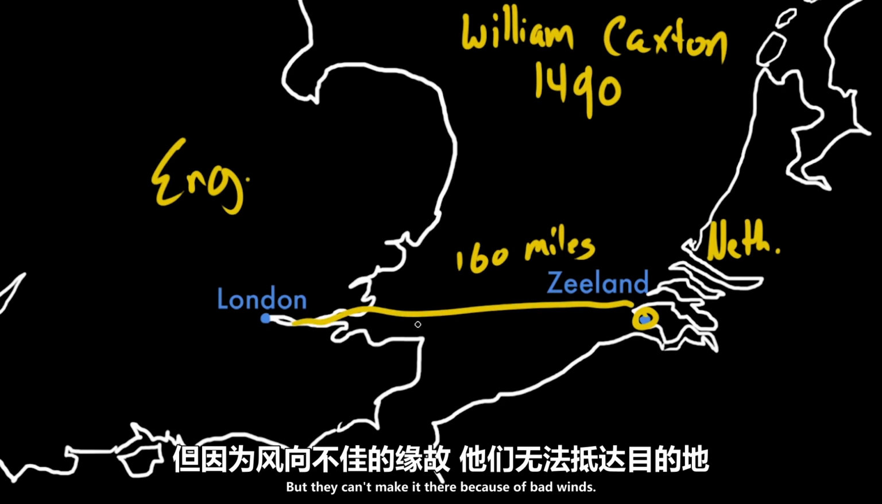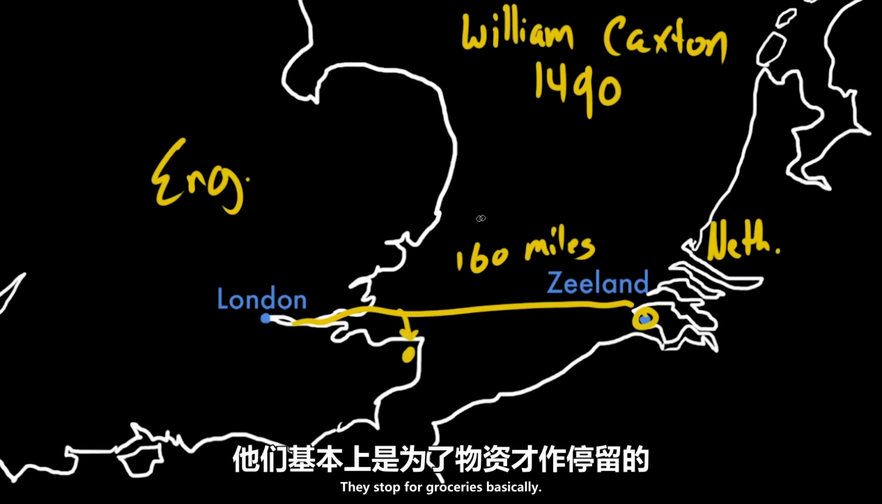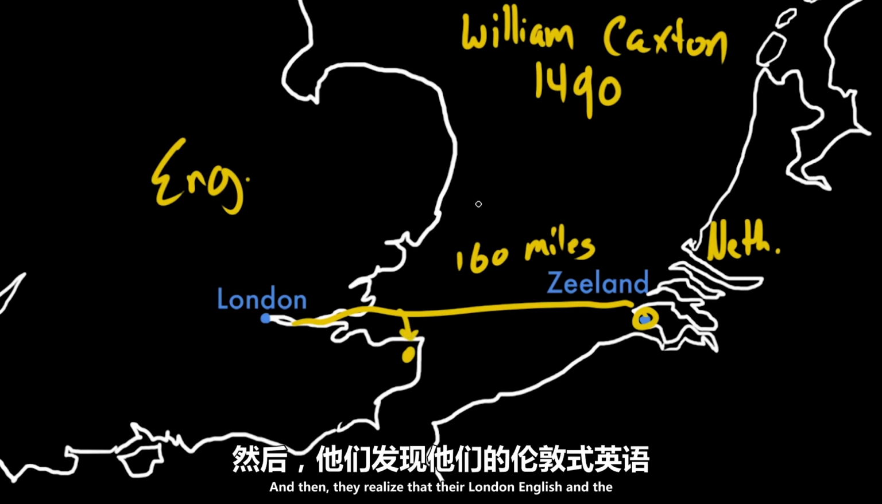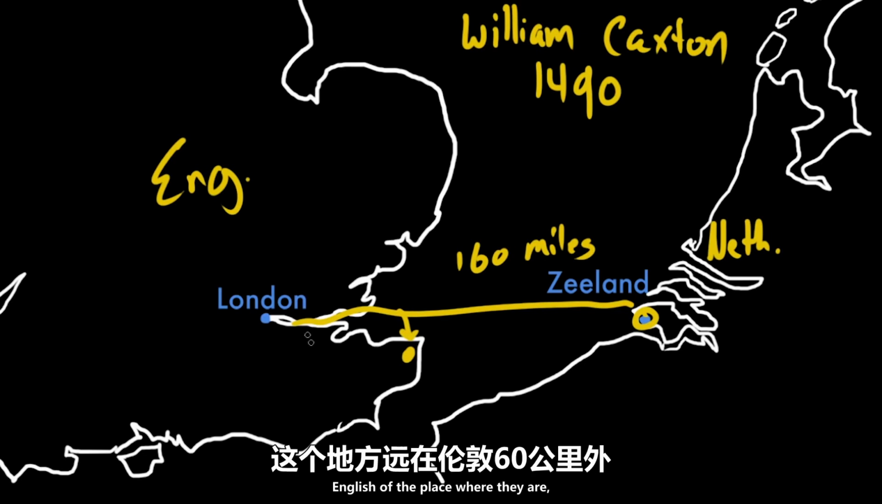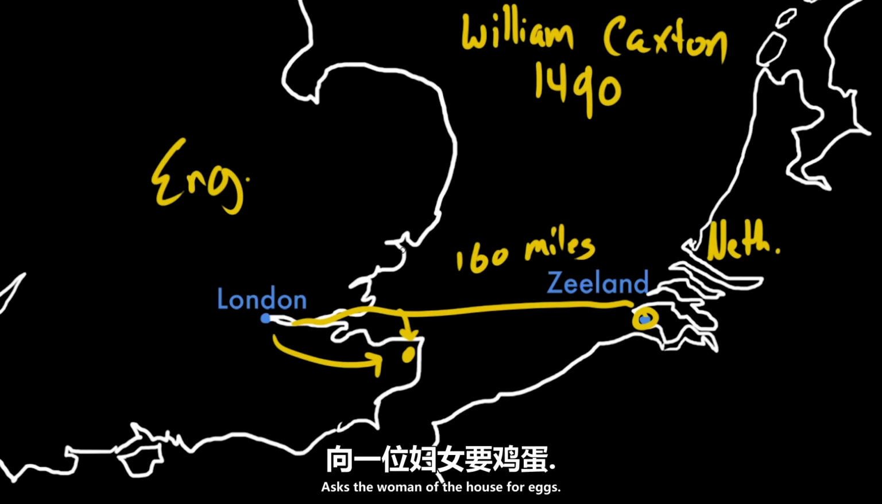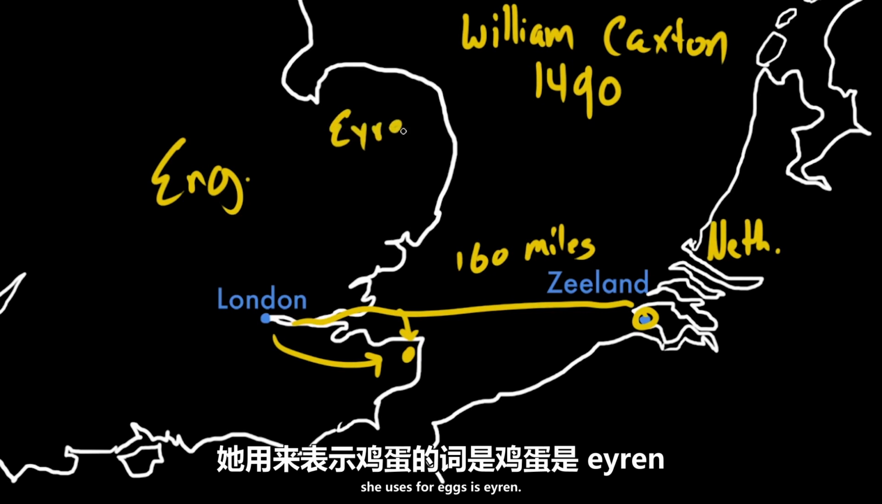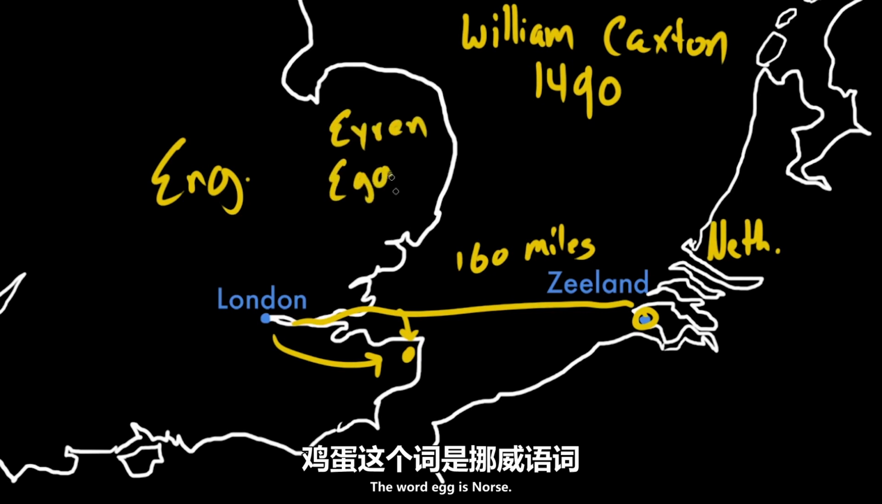But they can't make it there because of bad winds. They stop here at Foreland to refresh their stores. They stop for groceries, basically. And then they realize that their London English and the English of the place where they are, which is maybe 60 miles out of London, is mutually incomprehensible. A man goes into a house, asks the woman of the house for eggs. She doesn't understand the word eggs because the word she uses for eggs is æren. The word egg is Norse.